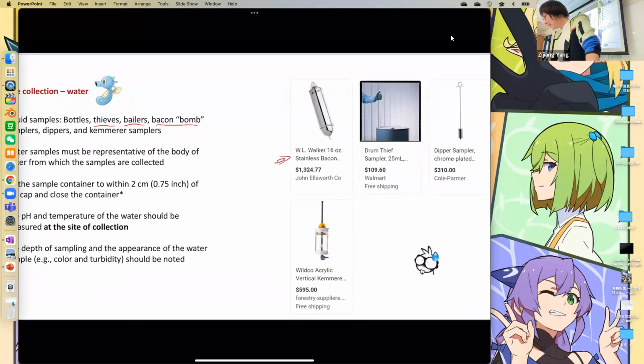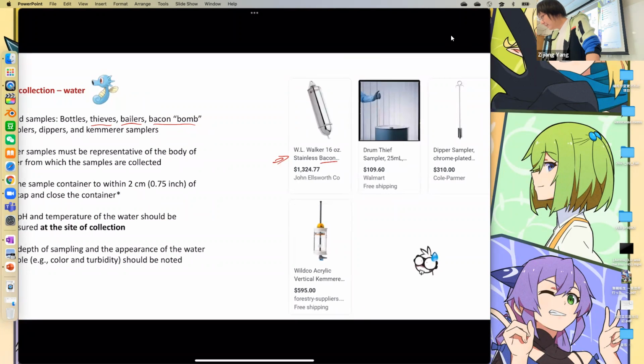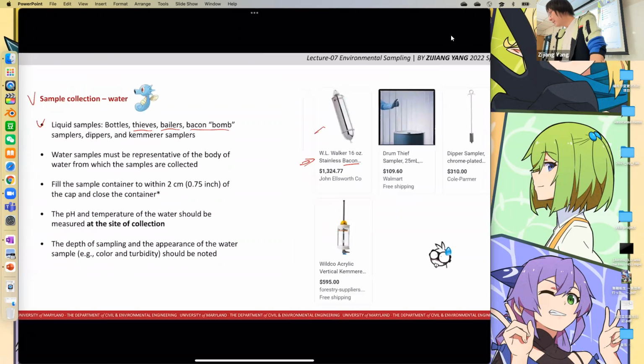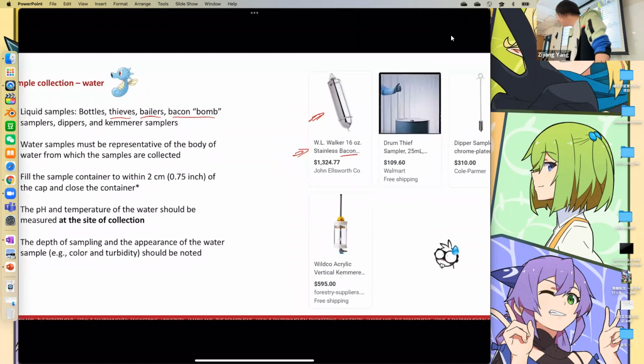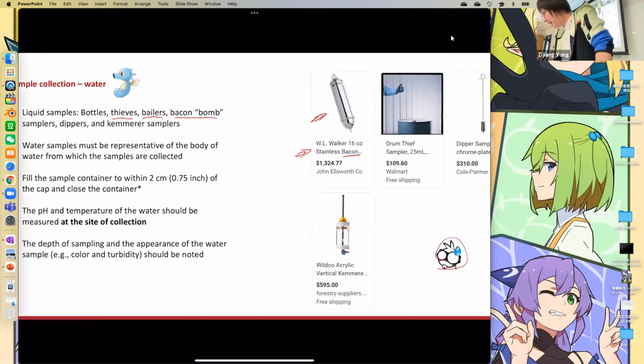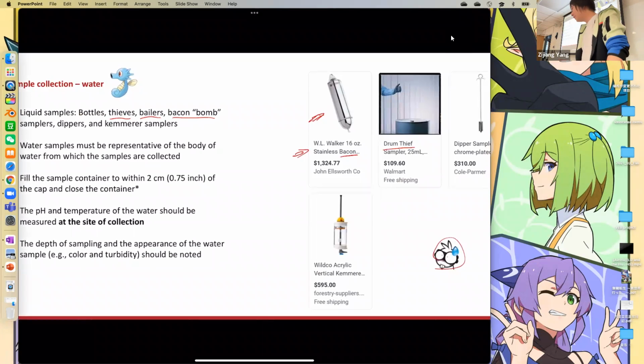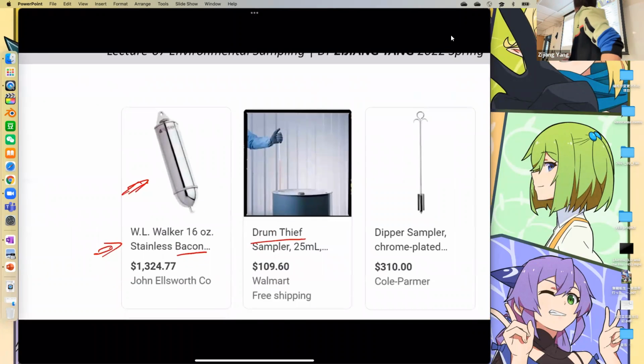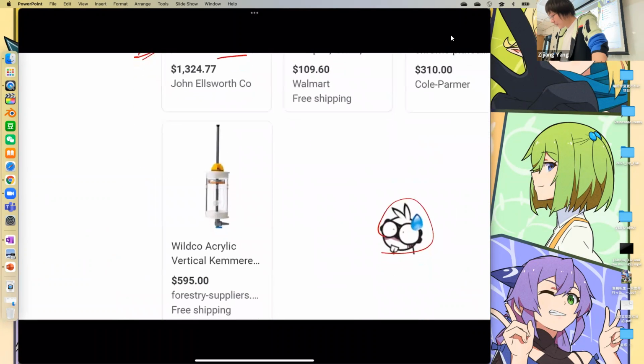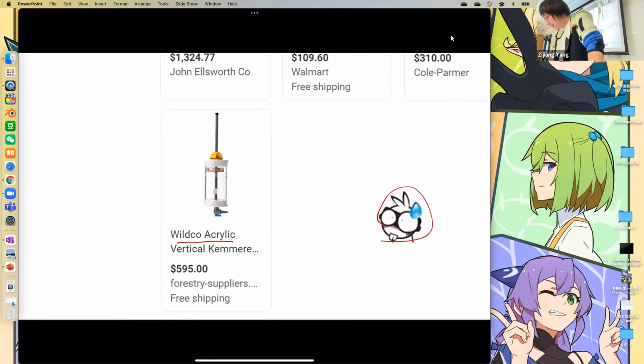And from the right side, we can see this is the bacon bomb sampler, which is like this. So I guess it can absorb the water samples into this. But I think the main focus is that this sampler is very expensive. So I was like this when I found this sampler. And we also have the drum thief sampler, which is like this. So we can get samples from the drum. And we also have the depth sampler or some other Wildco sampler.